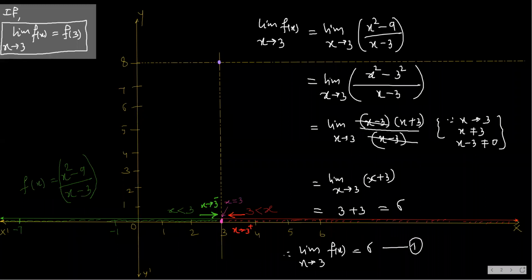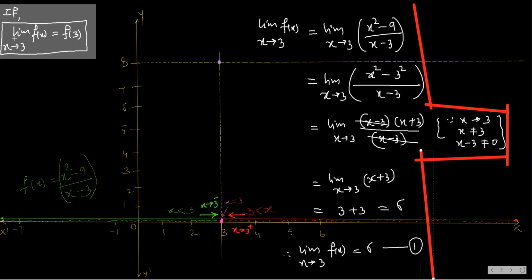This is number 1. After this, what is the next step? Students, what is the next step? The next step is, now I will find out f of 3. I just found out the limit, now I will find out this one, f of 3. Let's see what f of 3 is equal to.